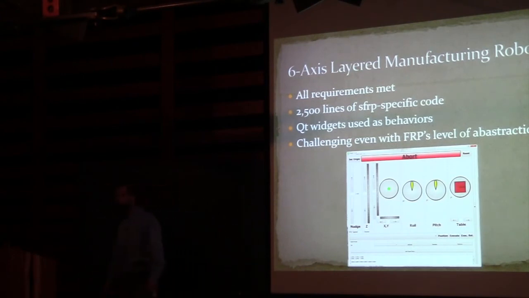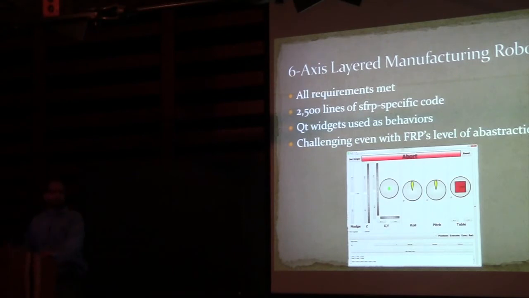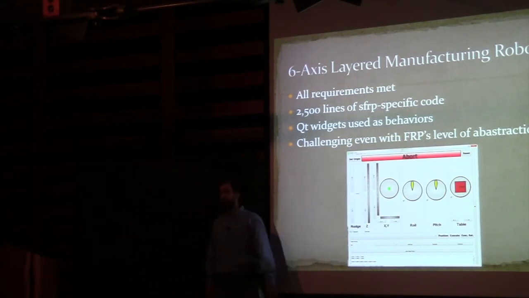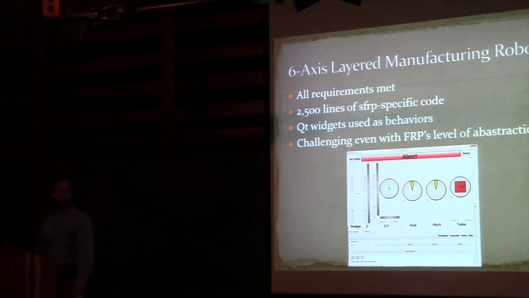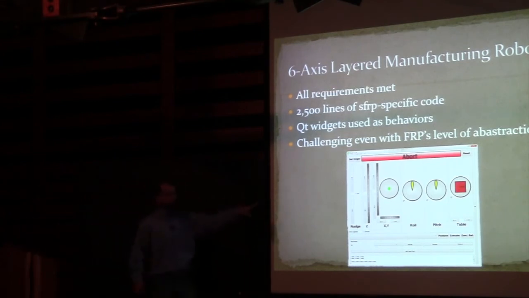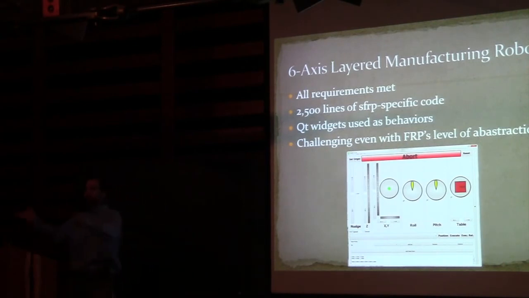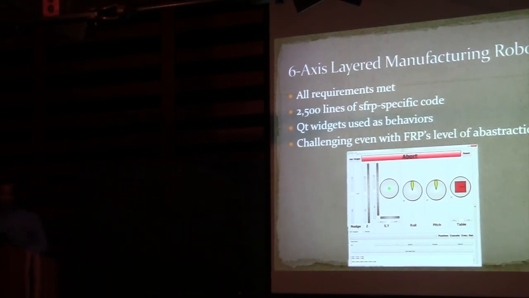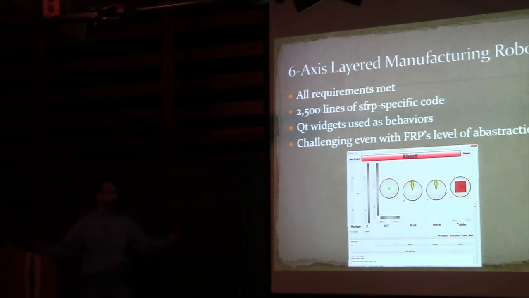The SFRP specific code was around 2,500 lines. If this was written in a normal imperative style, I honestly don't think we could have done it. It would have taken a lot of time and certainly a lot more code. Each Qt widget that you see here in this screen had corresponding behaviors to it. So we were able to take our normal Qt widgets, and now they're behaviors, and now we can use these in our formulation for everything. It was certainly a challenge, even with SFRP. But it all worked, and it was very straightforward stuff.